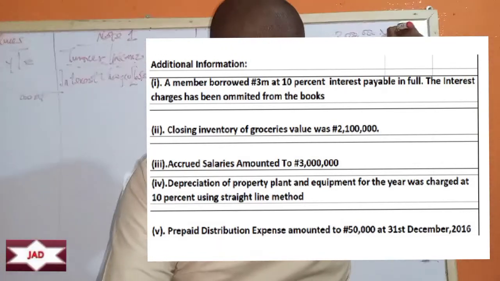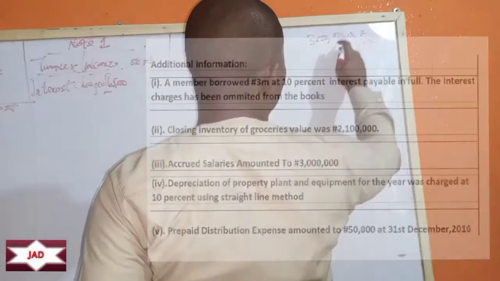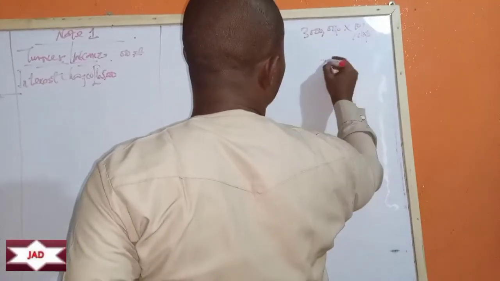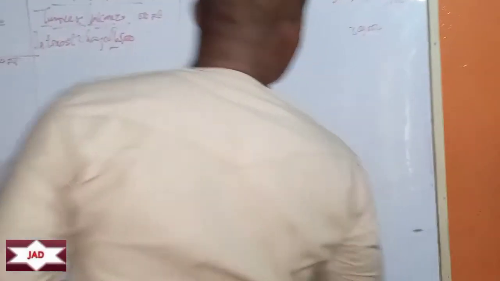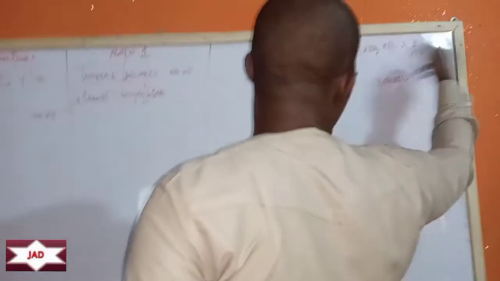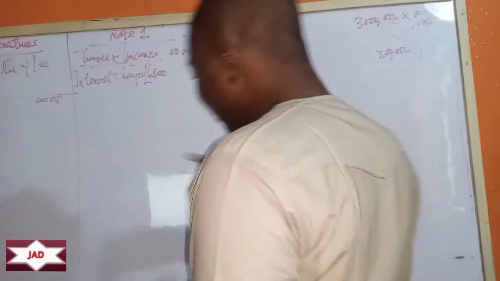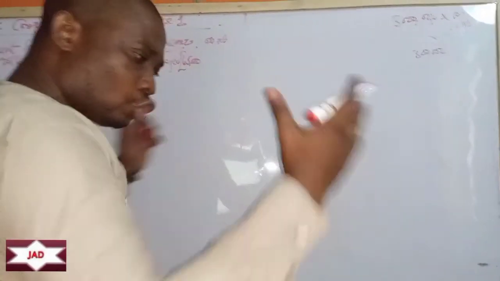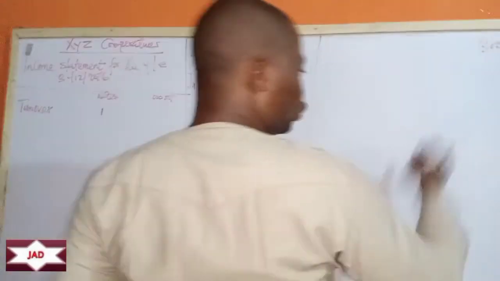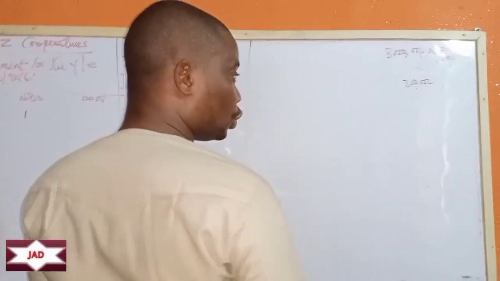Now, they say that a member borrowed 3 million at 10% interest payable in full. The interest has been omitted from the book. So we have 3 million times 10%, that's 10 over 100. This will give us 300,000. So the interest on this 3 million is 300,000.